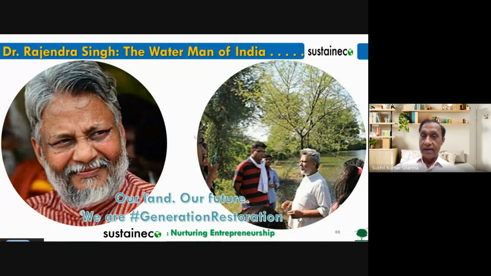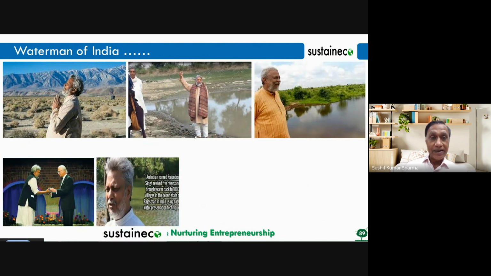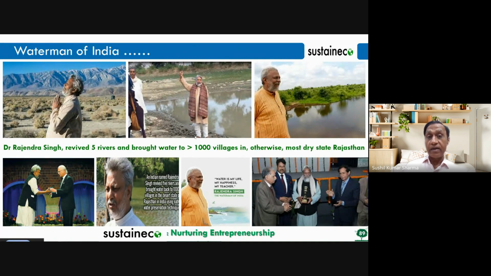200 million years old. Now, this is the great work done on the land where you all are, and I am sure each one of you must have learnt about him. Dr. Rajendra Singh is an engineer by background, and he is known as the waterman of India. And he has done real groundwork on restoring rivers. So, waterman of India, you see, a man living very simply, has done exemplary work, and for his work he has received the International Magsaysay Award. Dr. Rajendra Singh revived 5 rivers and brought water to more than thousands of villages in the otherwise most dry state, Rajasthan. So this is great work which has happened.